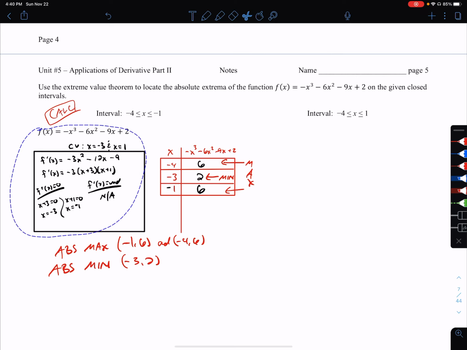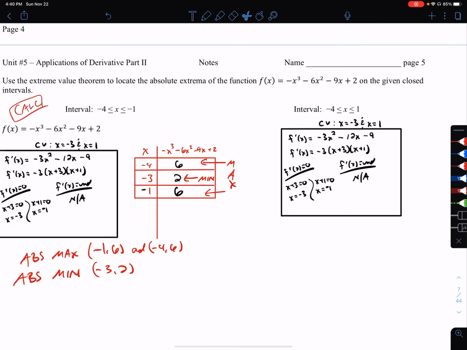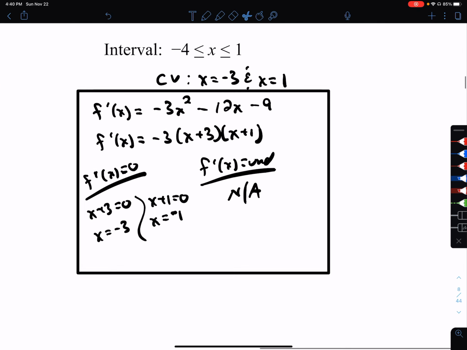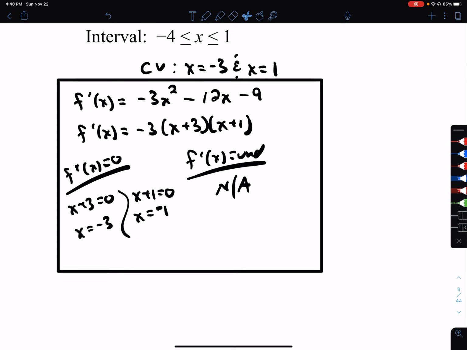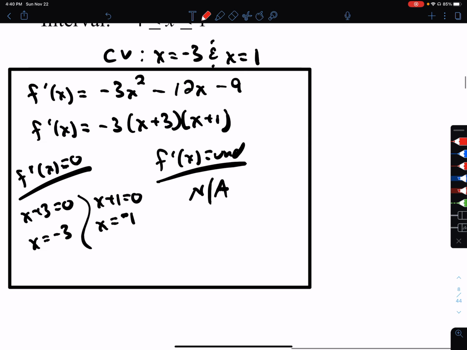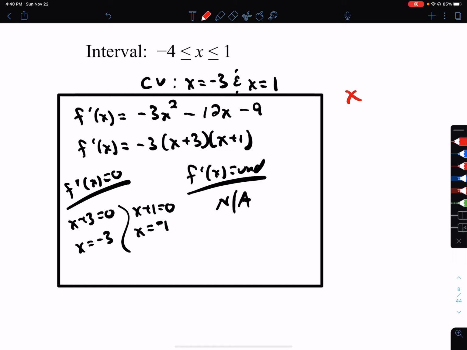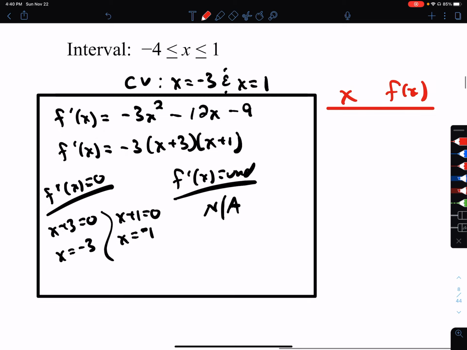Let's check out the next one. We can use the same work over here because it's the same function. This interval is from -4 to 1, so we don't need to repeat any of the work that we just did. Don't rewrite the work; I'm just making reference to it here. I'm going to make a table of values, x and f of x. The candidates we choose are the endpoint values of -4 and 1, and the critical values, which are -3 and -1.